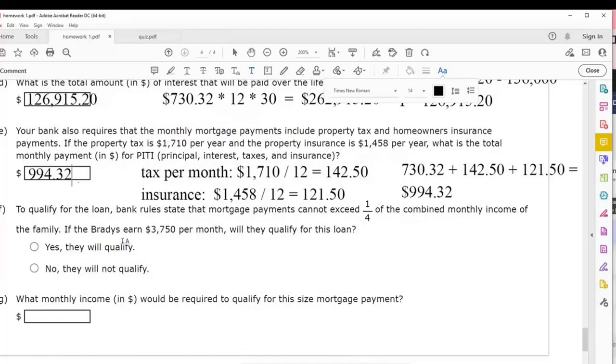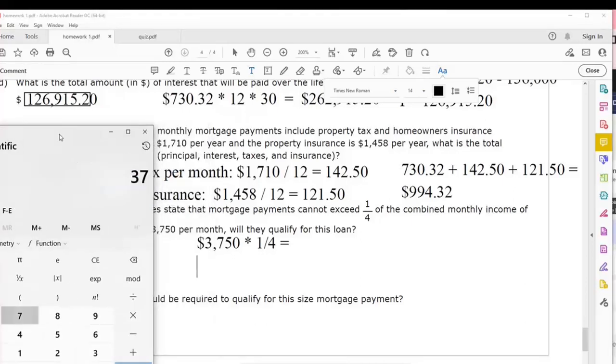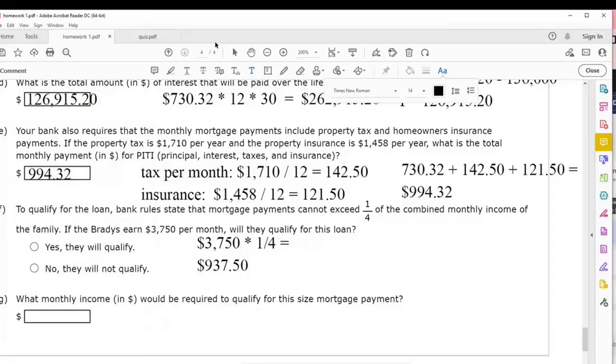Okay. And Part F says to qualify for a loan, the bank rules state that mortgage payments cannot exceed 1/4 of the combined monthly income of the family. So the Bradys are earning $3,750 per month. Let's find out what 1/4 of that income is. It's like we did in the first part. You multiply by 1, then divide by 4, doing that left to right. It's $937.50. So that's how much they could afford per month according to this 1/4 criteria.